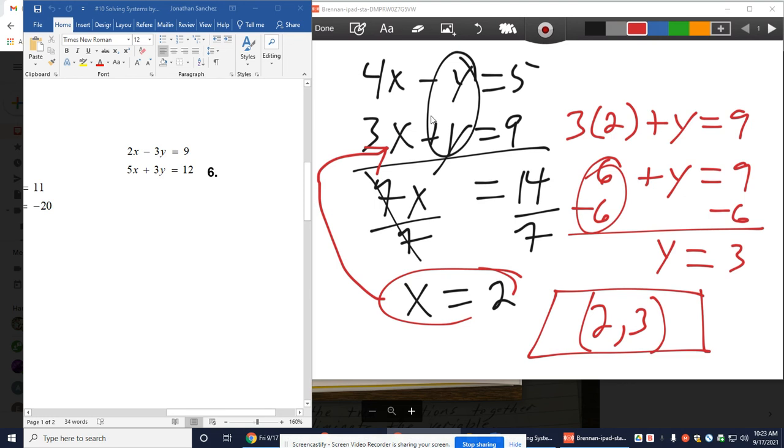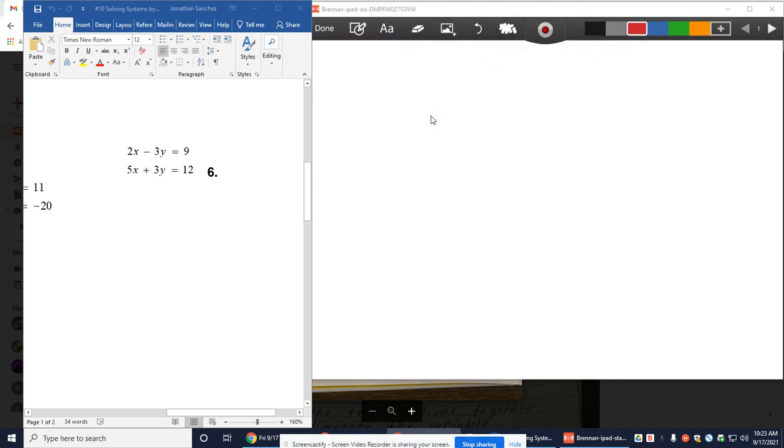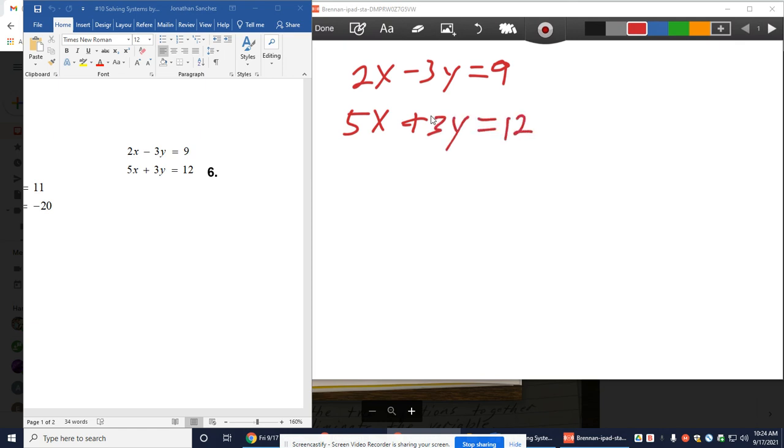All right, 6 will be different. Right, now I got 2x minus 3y equals 9. Okay, then I have 5x. No, this was not different. I'll go ahead and do it anyway. Plus 3y equals 12. I wasn't paying attention.